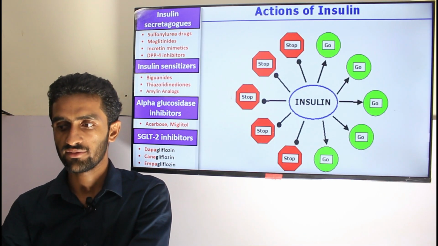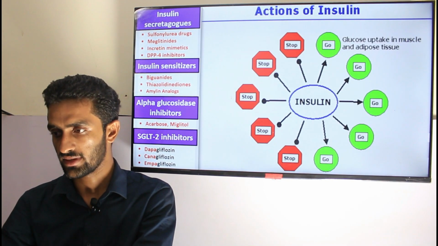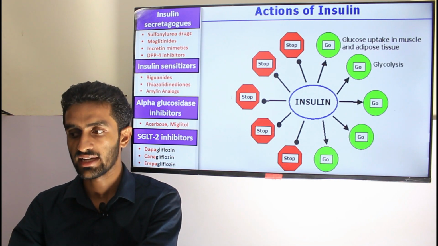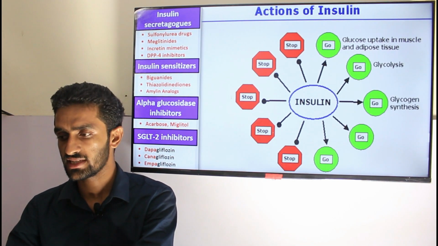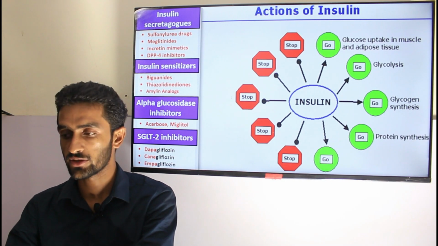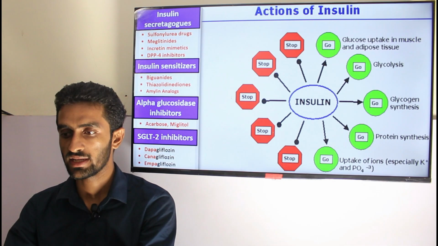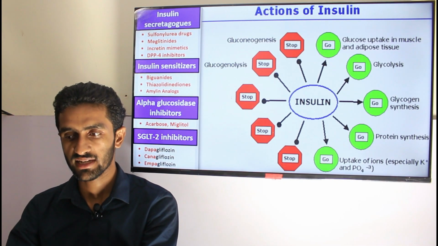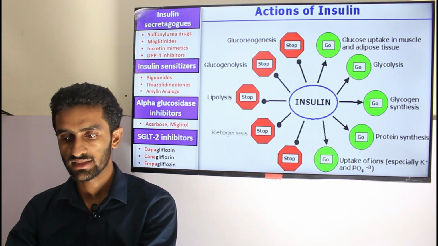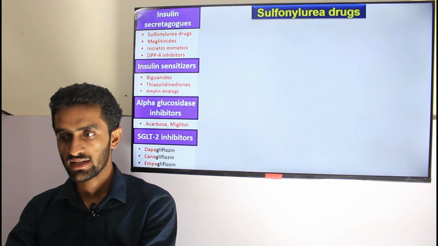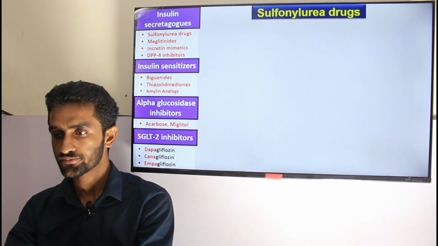If you look at the action of insulin, just adopted from your medicine book, glucose uptake increases, and glycolysis and glycogen synthesis, protein synthesis and the uptake of ions are all stimulated by insulin, while gluconeogenesis, glycogenolysis, lipolysis and ketogenesis are inhibited by insulin. So let's start with the sulfonylureas.